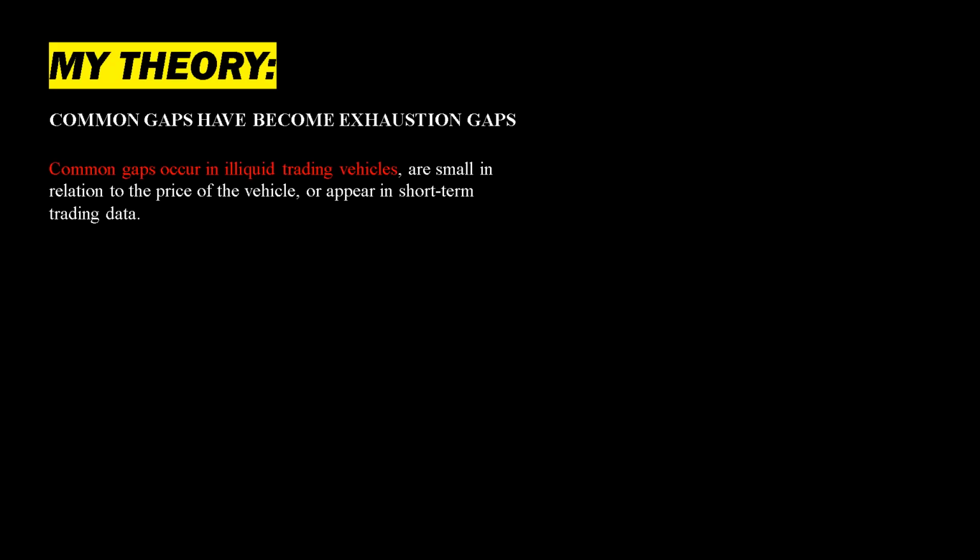By definition, common gaps occur in illiquid trading vehicles, are small in relation to the price of the vehicle, or appear in short-term trading data. Well, clearly the first one is what's occurring, and it's happening on a broad market scale because there's no liquidity in the entire market. So go look around the market. There are gaps everywhere. So why is this? Likely due to liquidity. So what does this do in the grand scheme of things? Likely, since they have to put all their liquidity in certain spots, there are probably a lot of opportunities being created with these exhaustion gaps, like the one we played today.